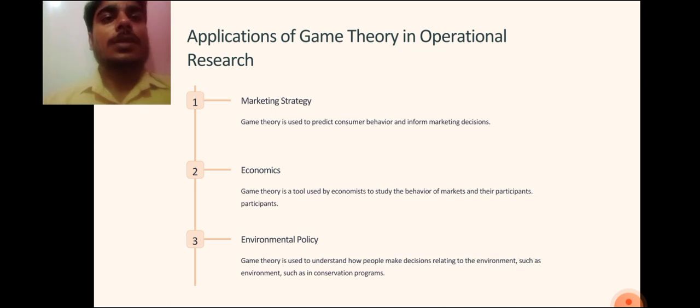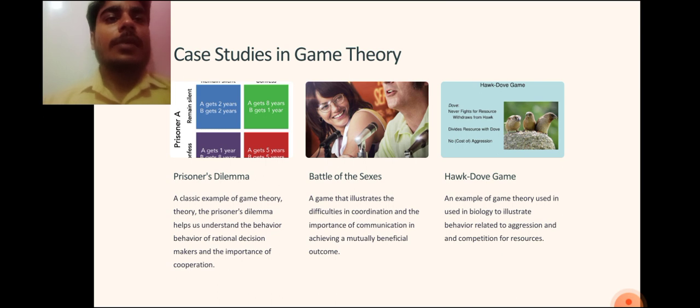After the applications of game theory, we are now going to discuss case studies: the Prisoner's Dilemma, the Battle of the Sexes, and the Hawk-Dove game. First, the Prisoner's Dilemma. This is a classic example of game theory. The Prisoner's Dilemma helps to understand the behavior of decision makers and the importance of cooperation.